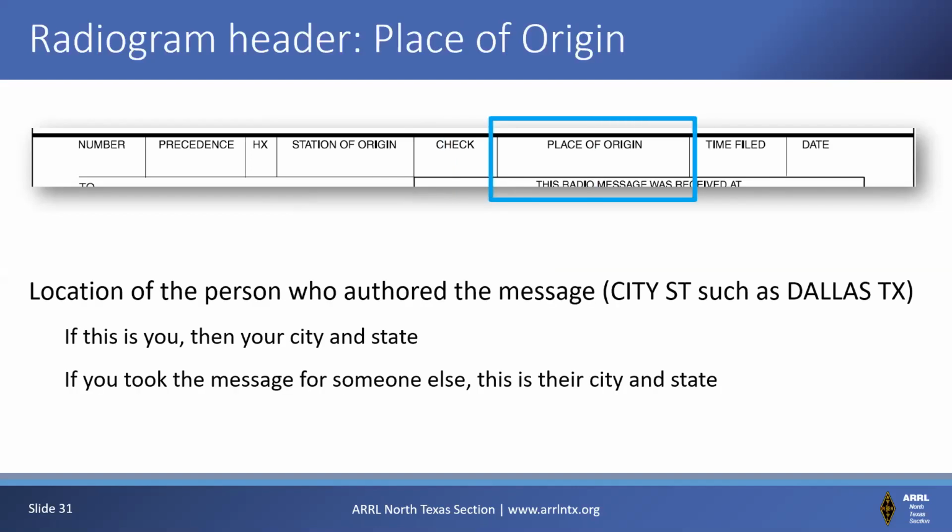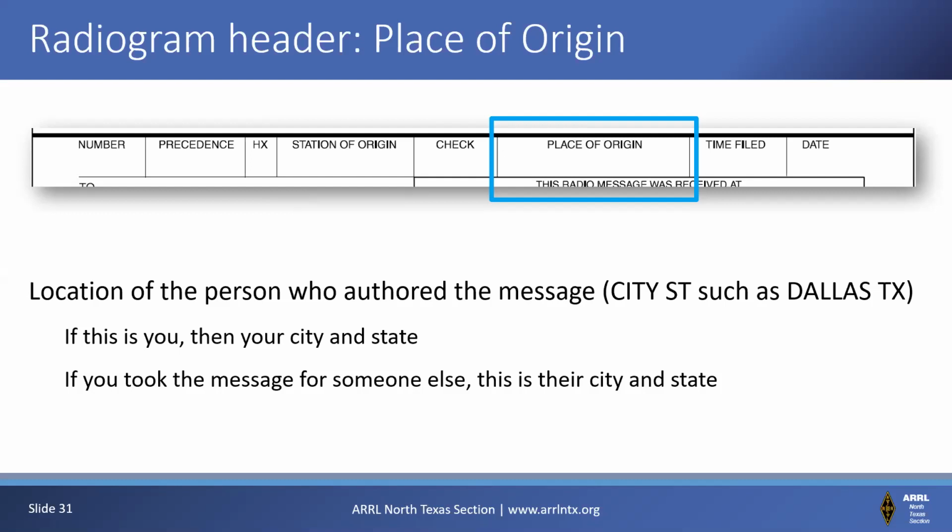Place of origin, okay, here's the curveball. This is the location of the person who authored the message. So if this is you writing a message to a family member, then it is where you are, city and state. If you're on the phone with somebody, like I'm here in Dallas, and let's say I'm on the phone with someone in Fort Worth that wants to send a message, and I fill in the radiogram, the station of origin is who? It's me. I'm the one that's filling in the radiogram for the first time. The place of origin is where? Fort Worth. It's the location of the person who's authoring the text.